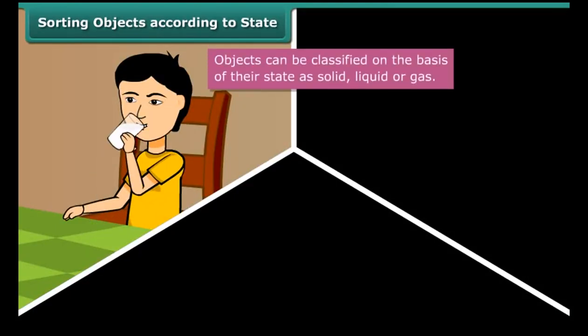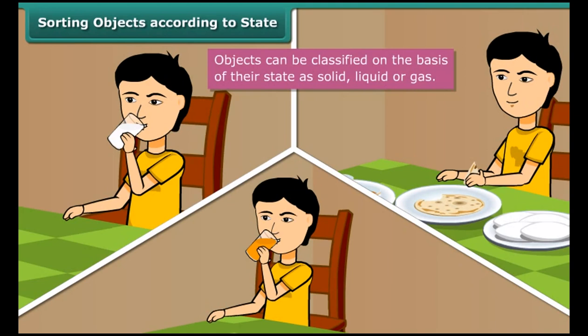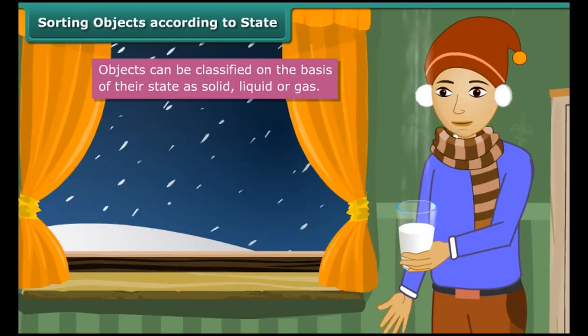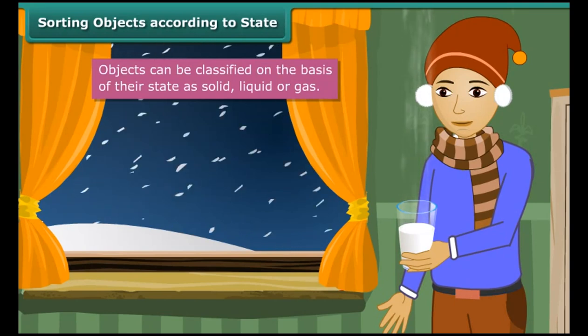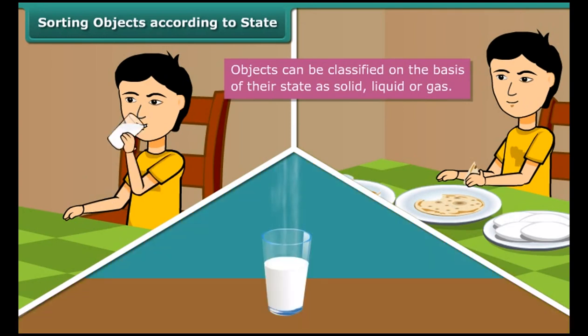The water you drink to quench your thirst is liquid, whereas the food you eat is solid. The chilled juice you relish in summers is liquid, whereas the glass container you have it from is solid. The steaming hot milk you enjoy in winters is liquid, whereas the steam coming out of the milk is a gas. Thus, it is clear that all the objects that we see around us or use in our daily life can be classified into one of the three categories: solid, liquid, and gas.